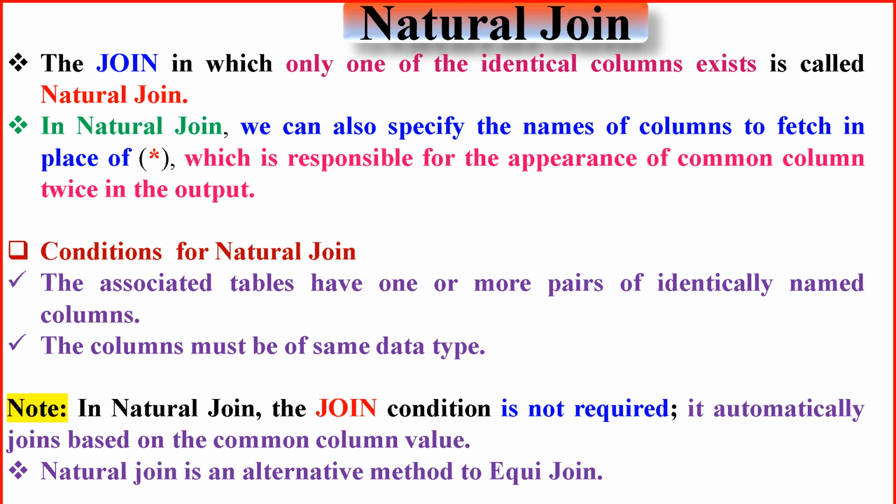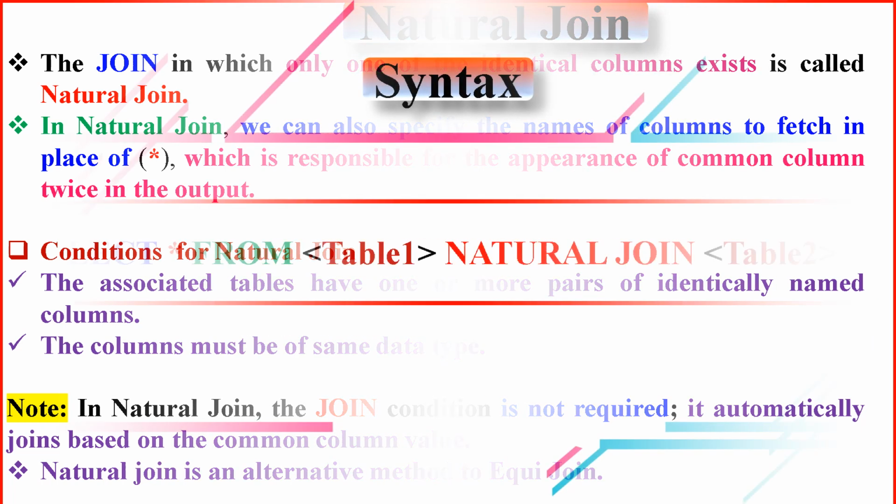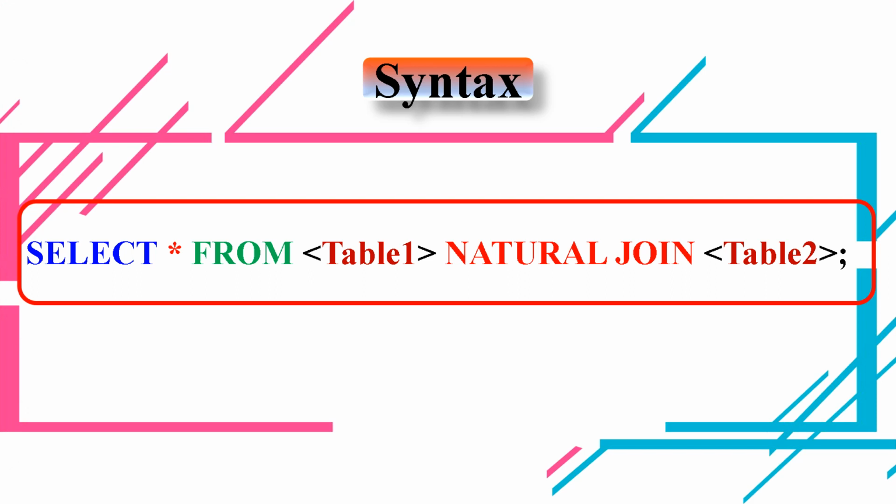There are two conditions for natural join. First condition is, the associated tables have one or more pairs of identically named columns. Second condition is, the columns must be of the same data type. Note that, in natural join, the join condition is not required. It automatically joins based on the common column value. Natural join is an alternative method to Equi Join. The syntax of natural join is: select star from table 1 natural join table 2 semicolon.